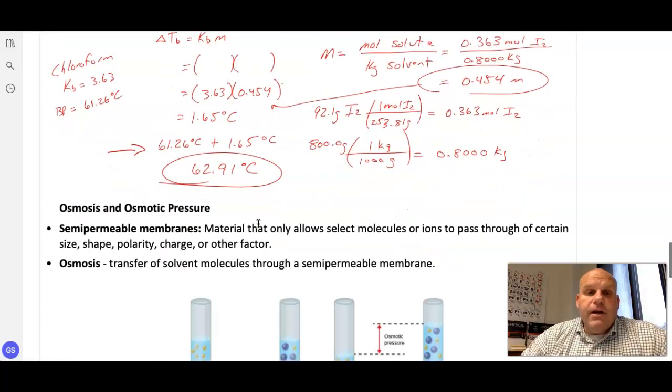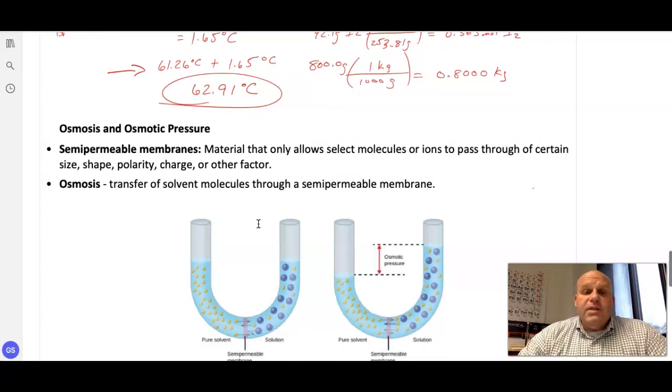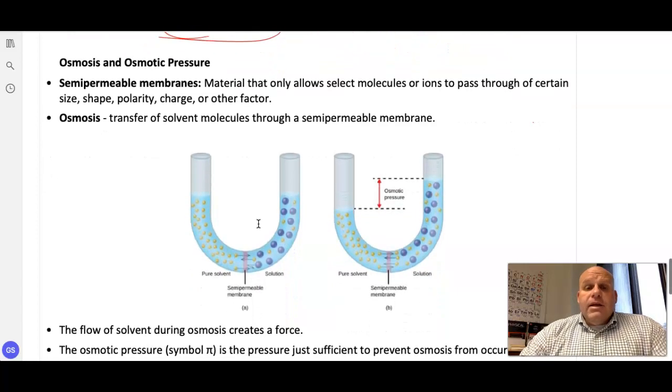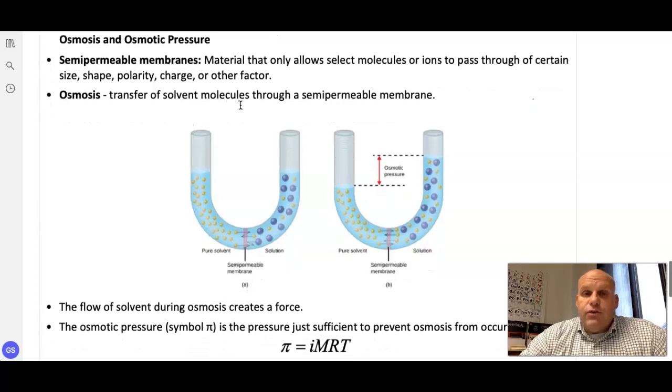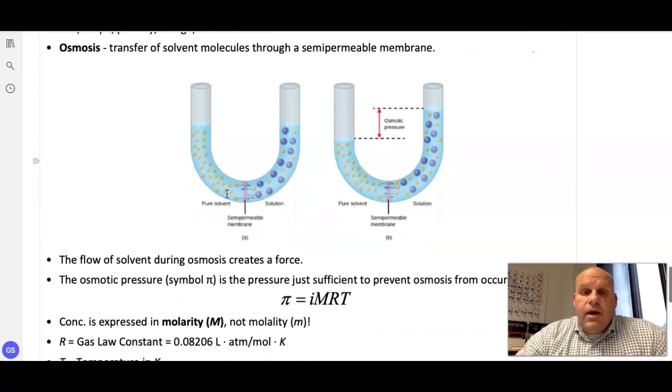All right, one more colligative property to cover here, and it's osmotic pressure, osmosis. Semipermeable membranes allow certain molecules to pass through, based on size, shape, and other factors. The transfer of solvent molecules through a semipermeable membrane is osmosis. For example, we have pure solvent on one side, a solution on the other, separated by a semipermeable membrane. It's going to be easier for the solvent to pass through that membrane than the solution with the larger solute particles dissolved in it.